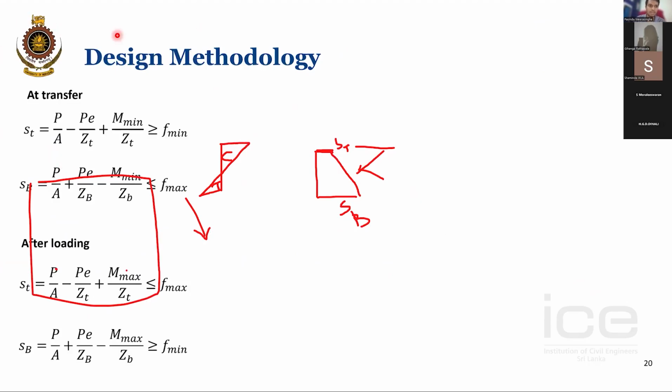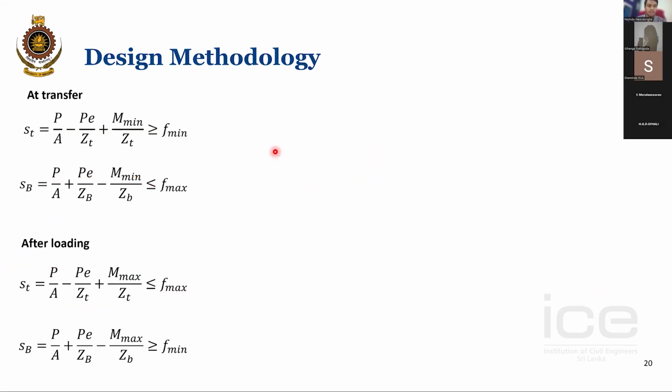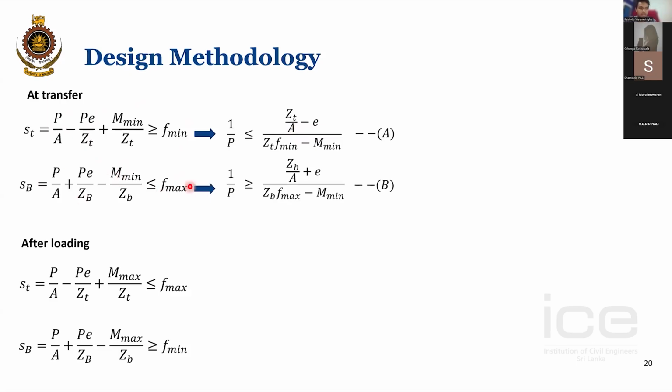Then if I take these inequalities, delete this, and slightly rearrange them, right? I will take all the moment values and P values here and then arrange it in a different way. And the same expression, arrange it like this. We will arrange it this way. Similarly, the bottom stress, this inequality, I can arrange it like that. So 1 over P as the dependent variable and e, the eccentricity, as the independent variable.